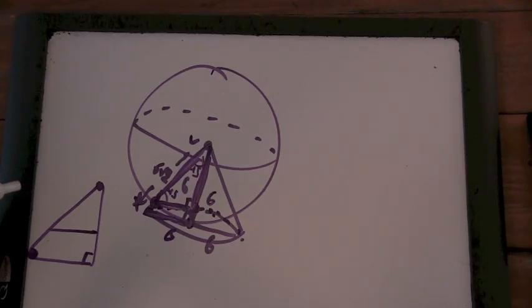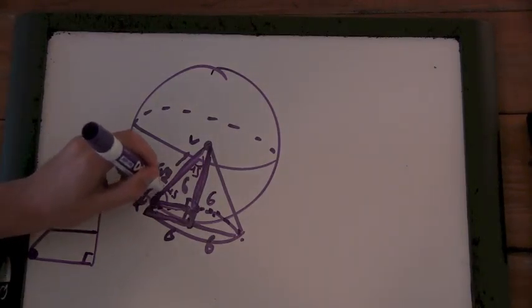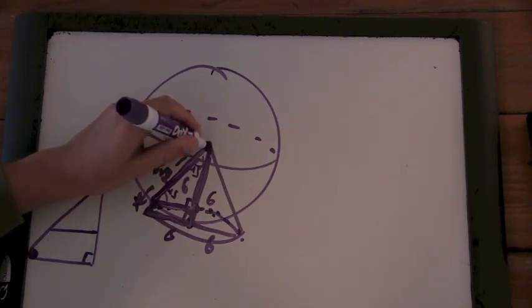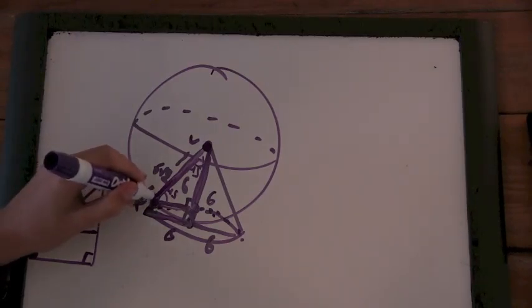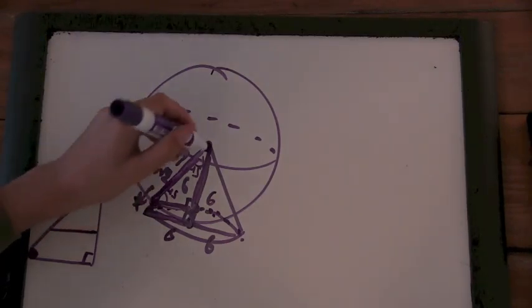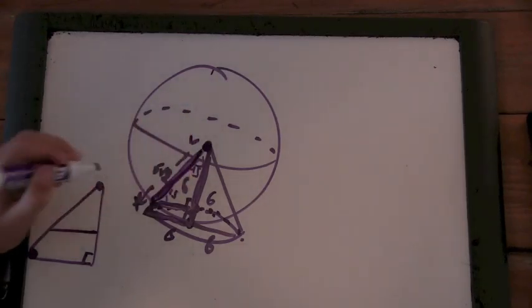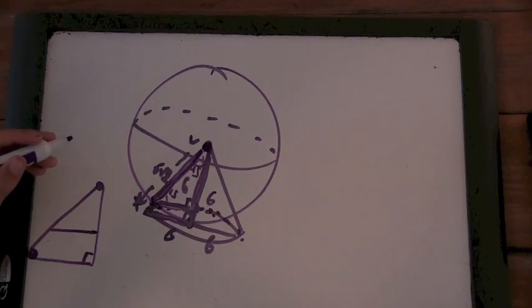Well, is this point X actually 6 away from the center of the sphere? Because it's on the outside of the sphere. And this point from the center to the outside, that's the radius. So I think that might work.